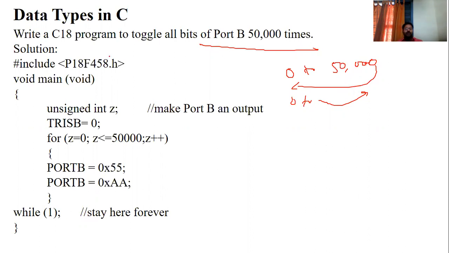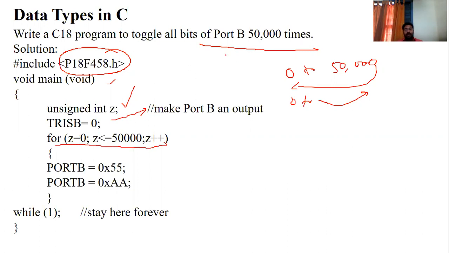So again, you can call the libraries of whatever type of microcontroller we are using here. Again, you can take the unsigned int z. You can make port B an output port here. See this, for z equal 0 to, whatever value, you can give 50,000.